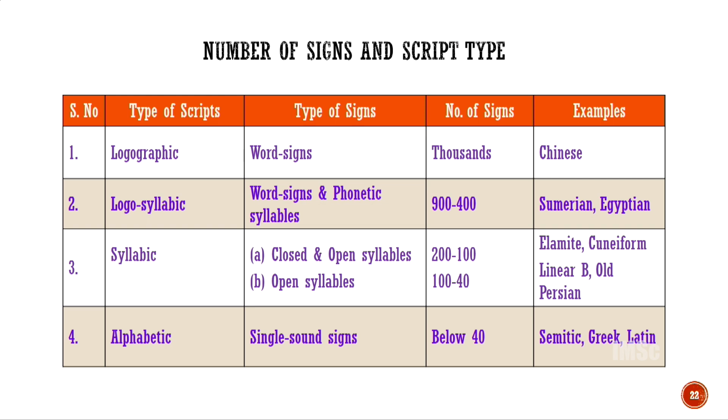On the other hand, we have logosyllabic scripts, where the writing consists of word signs as well as phonetic syllables. There are about 400 to 900 signs in this kind of script, and examples are Sumerian, Egyptian, and so on. Then we have syllabic writing, where we have closed and open syllables, and the count of signs is 100 to 200 in the closed category, and for open it is 40 to 100. And these are some of the scripts which fall into this category. Then we have the alphabetic script. We have single sound signs, where the number of characters doesn't go beyond 40 in most cases, and these are examples of some of these.